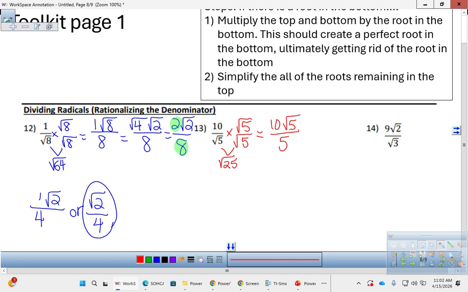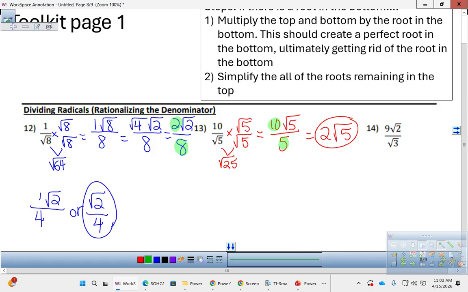I would see if I could break up the square root of 5 like I did the 8. But the only things that divide into 5 are 5 and 1, and neither of them are perfect squares. So my final step would be to combine like terms and say that 10 divided by 5 is 2. So my answer here is just 2 root 5. You okay so far? You guys remember this? It's been a while, probably.